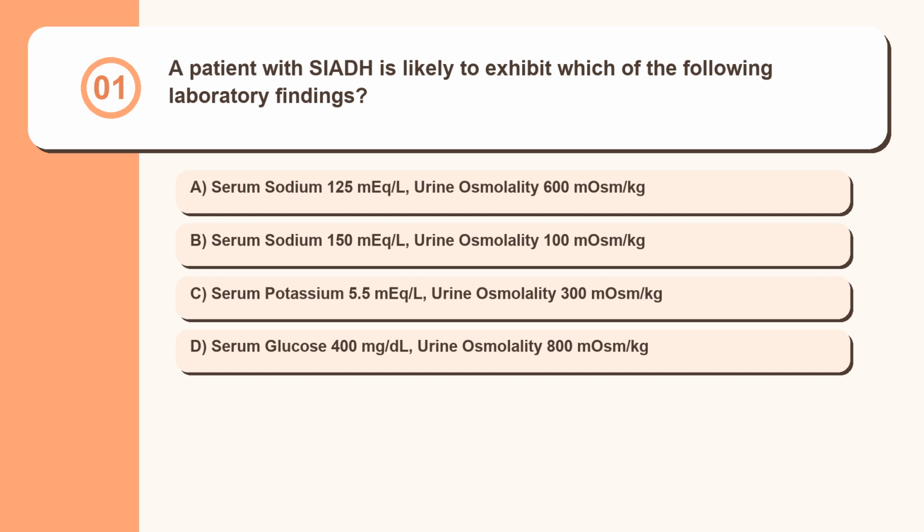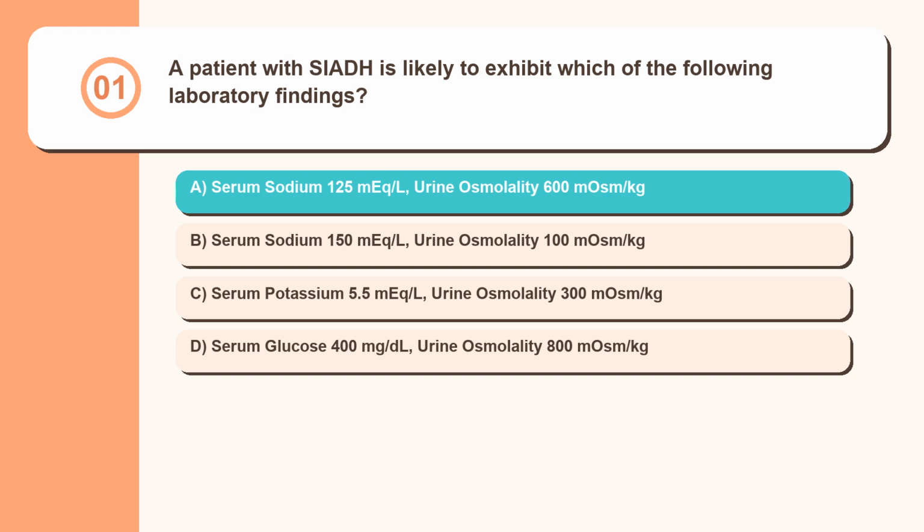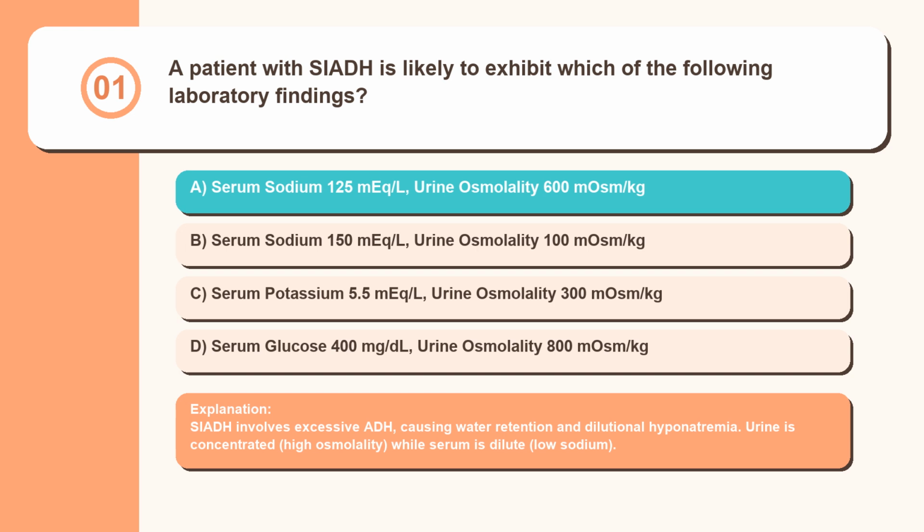Serum sodium 150 milliequivalent/L, urine osmolality 100 mmosm/kg. Serum potassium 5.5 milliequivalent/L, urine osmolality 300 mmosm/kg. Serum glucose 400 mg/dl, urine osmolality 800 mmosm/kg. SIADH involves excessive ADH, causing water retention and dilutional hyponatremia. Urine is concentrated, high osmolality, while serum is dilute, low sodium.